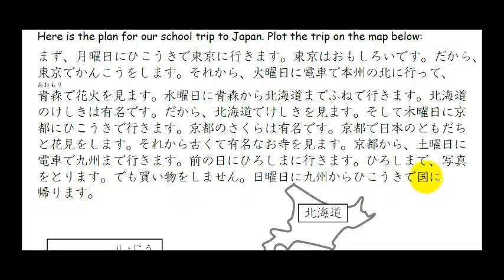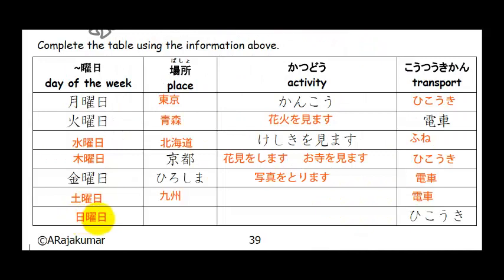Kuni ni, to our country. There's no honorific o, so it must be our own country because it's humble. So to our own country. De hikoki, hikoki de, by plane. Kara is from, so Kyushu kara, from Kyushu. Nichiyobi ni, on Sunday, so the activity is returning home. Transport, hikoki de. Nichiyobi. Nichiyobi, that's Sunday. Location again is Kyushu.